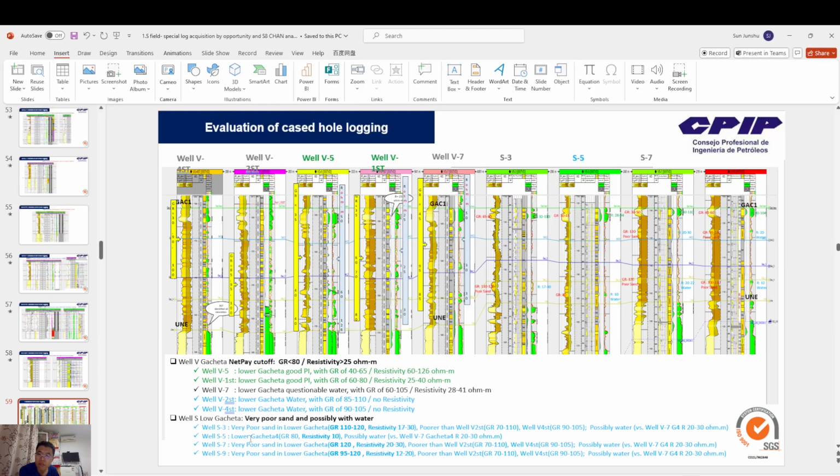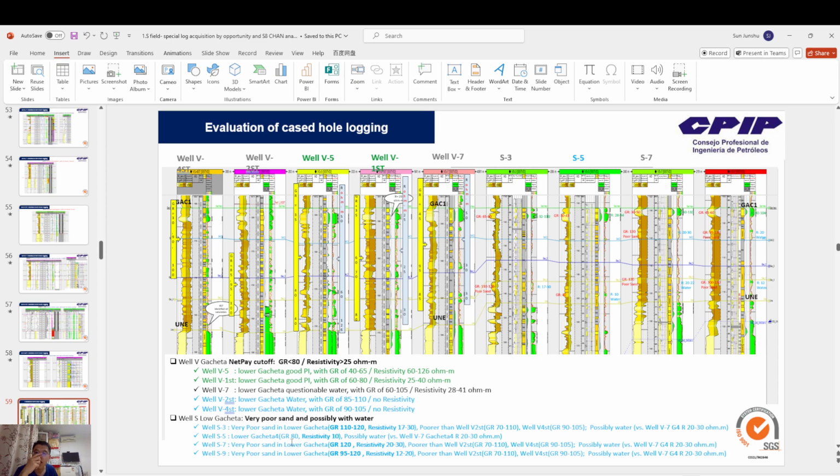Well S5 lower Gauge 4, the gamma ray is around 80, but the resistivity is very low, only 10, possibly water. Because in the V7 Gauge 4, resistivity 20 to 30 ohm meter is water.